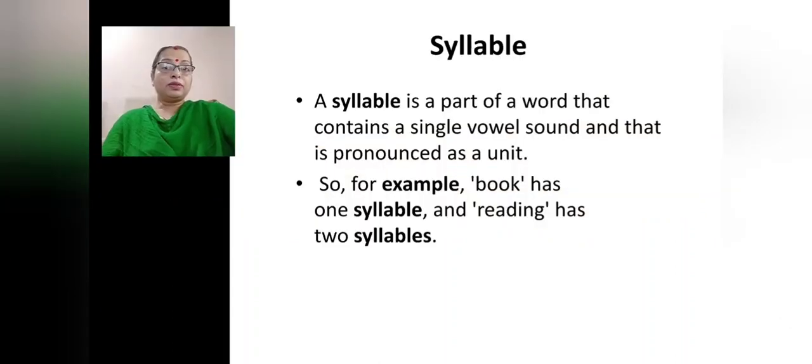So what is a syllable? A syllable is a part of a word that contains a single vowel sound and that is pronounced as a unit. So for example, book has 1 syllable, only 1 vowel sound. Okay. And reading has 2 syllables, read, ing. So E and E sound.